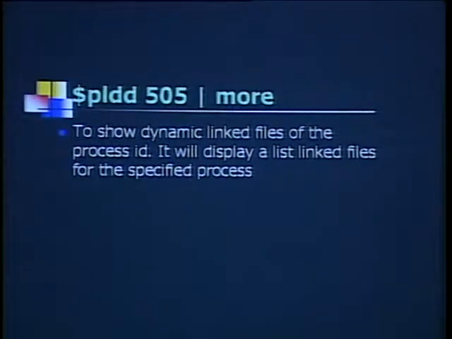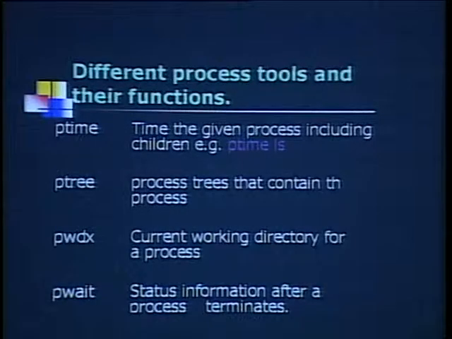Now, let us see different process tools. There are 4 tools we have selected, that is ptime, ptree, print working directory, and pwait tool. The ptime tool is used to time the given process, and it will also include the time of its children processes. For example, we can use ptime followed by ls command to display the time information of listing command.